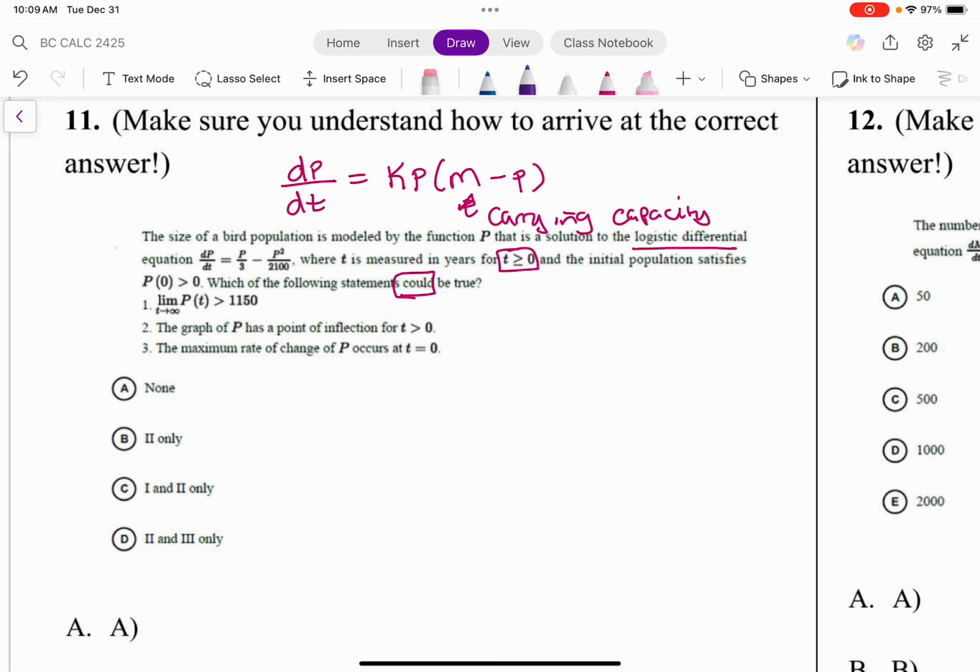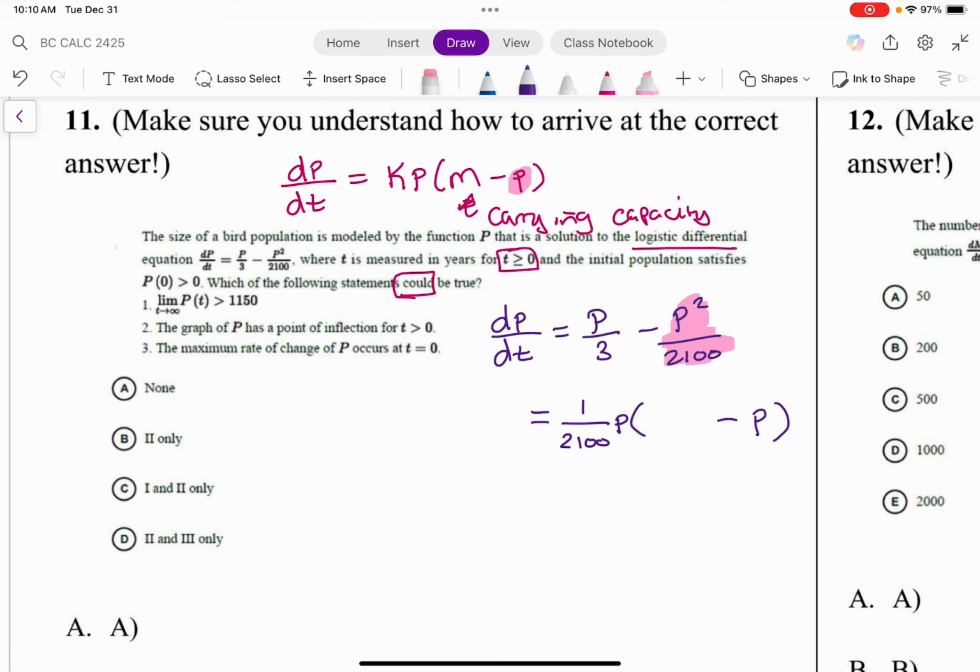Let's work with our differential equation. I'm going to try to get it into the form we like and then see what we know about it. So right now it looks like this. So in order to make it look like the K p times M minus p, I might note that I want there to just be a p there. So how would I leave behind a p? Here I could factor out, well, first factor out a p, but also factor out a 1 over 2100. And if I do that, it leaves behind a p here.